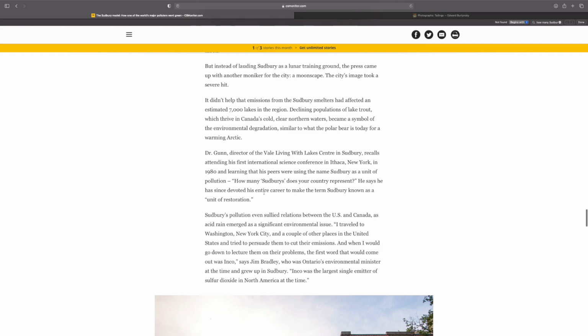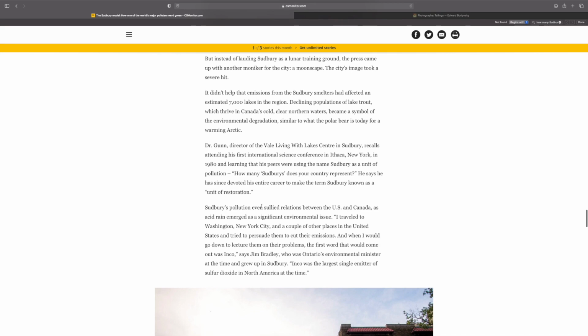So how many Sudburys? I don't think the name has caught on, but a Sudbury would be an amount of SO2 emissions.